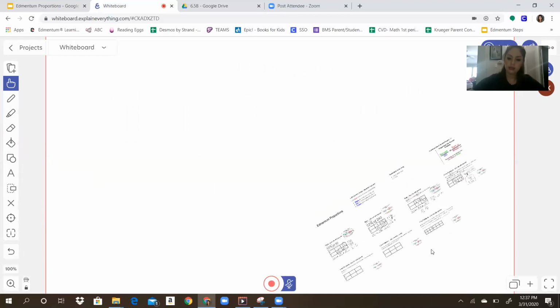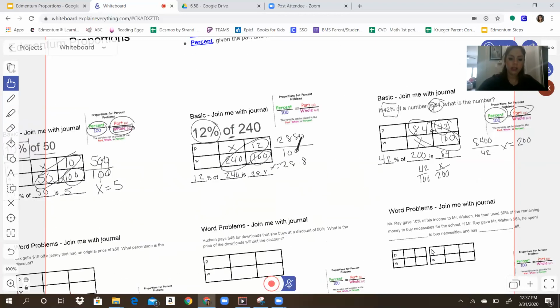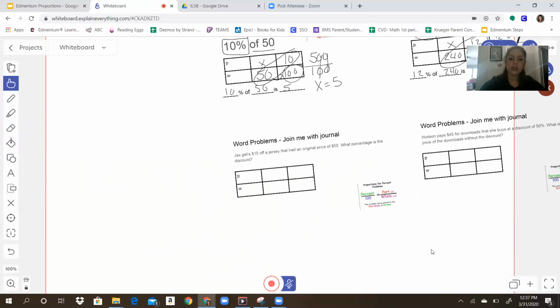Well, come on. I wanted it to zoom out, but not that much.